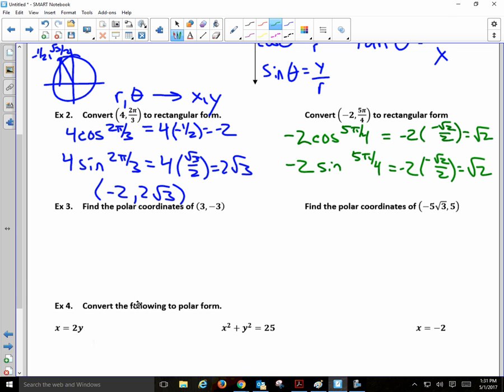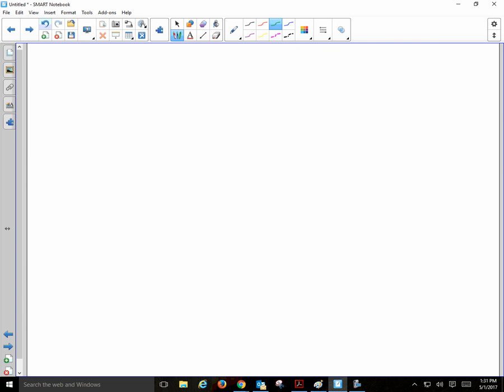Okay, I went through it. I came up with root of 2 and root of 2. Is that what you got? Can I connect this together for you real quick so you see it in its entirety? So here we have it. Our coordinate was, what do we have? Negative 2 and 5 pi over 4. Is that what we had?